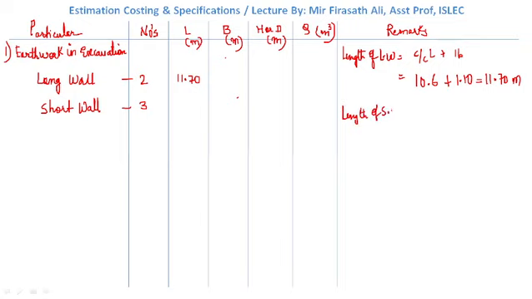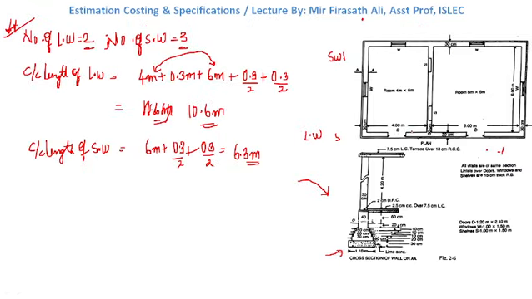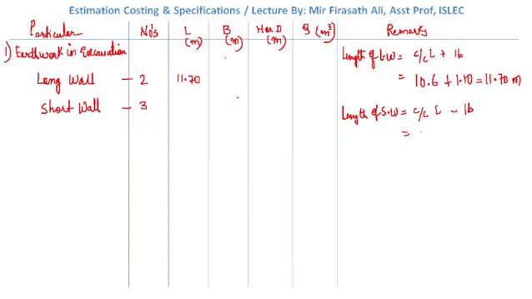Similarly, calculate the length of short wall. Length of short wall is equal to center to center length minus 1 breadth. What is the center to center length? 6.3 is the center to center length. 6.3 minus what is the breadth? 1.10. So it is nothing but 5.2 meters. Write down over here 5.2. Breadth, as we know, is 1.10. Here also 1.10.